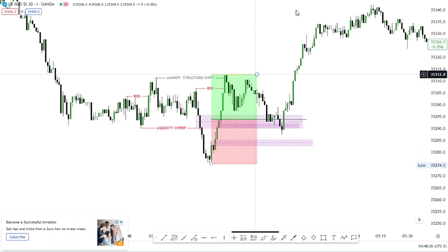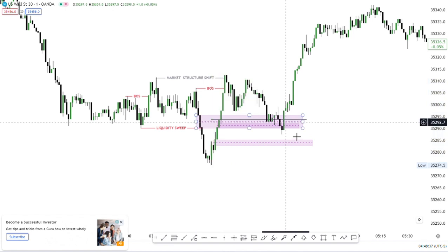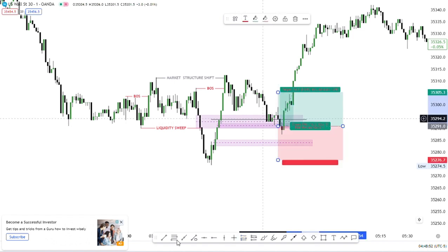So what we have here is the market tapping into the fair value gap and into the breaker block. So you take your buy positions here at the 50% of the fair value gap, it's here.